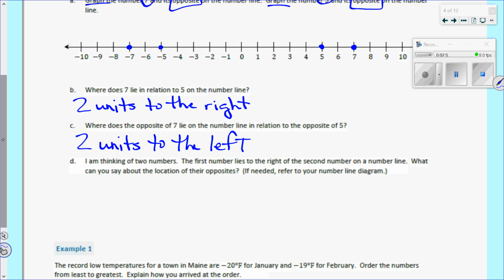So what can I say about the location of their opposites? The numbers I'm thinking of, and I'm not going to tell you which 2 they are, I will tell you it's between 1 and 10. But the first number is right of the second number. So that means the first number is what, bigger or smaller? Bigger. So what can I say about their opposites? So it's going to be further to the left. So the opposites will be further to the left. Does that make sense?